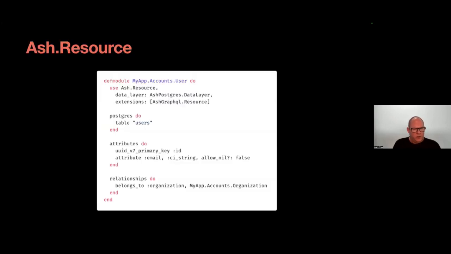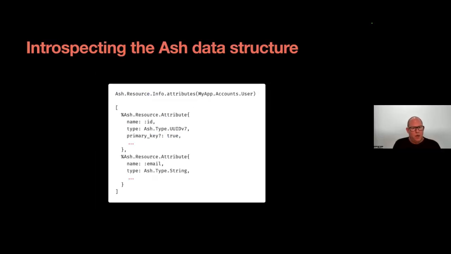So this is a pretty simple Ash resource. It's a user. We are talking to a Postgres data layer here, and we are exposing this out in GraphQL. And like an Ecto schema, we've got attributes here that we've defined, and we've got relationships to other resources in our system. So pretty familiar stuff.